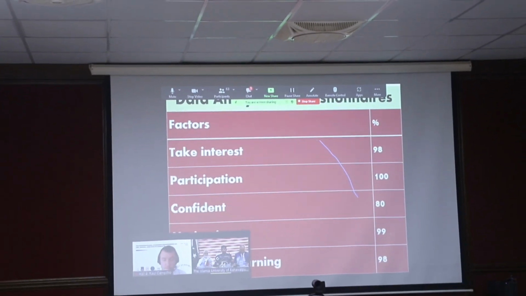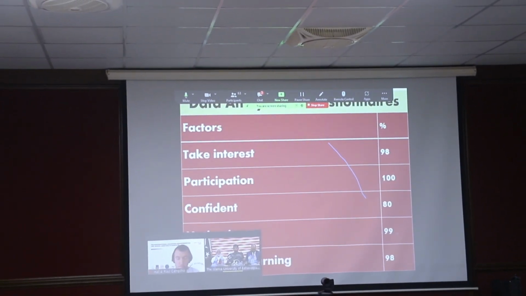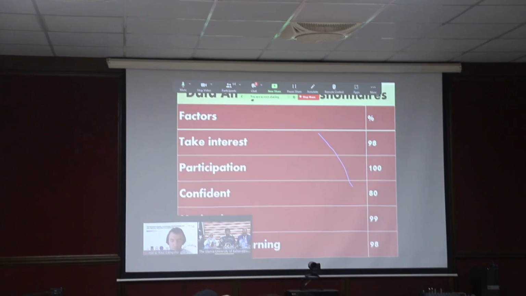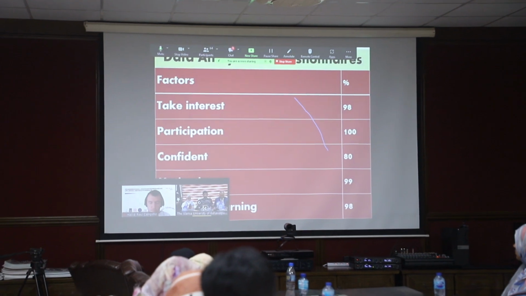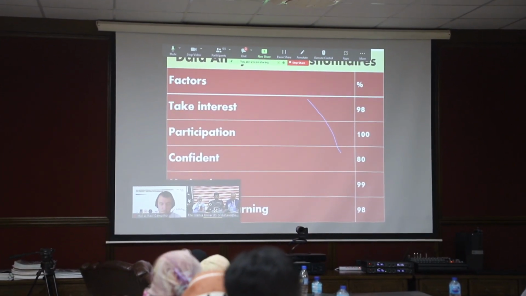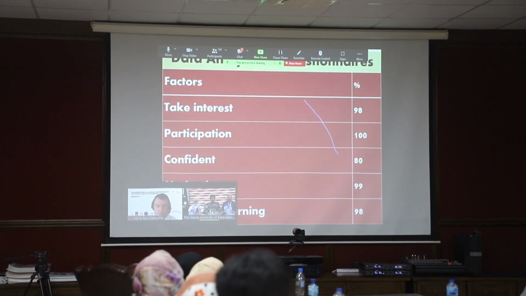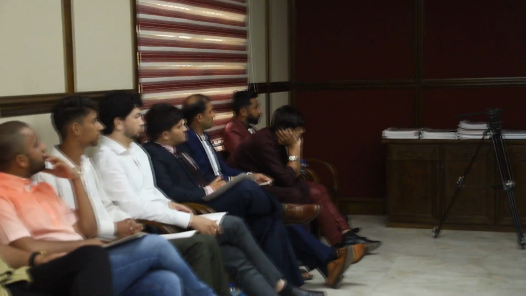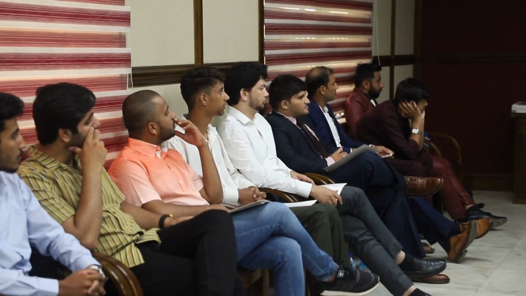And that is the data analysis of my questionnaire. These are some factors which I deduced from the data collected from the students and the teachers. The students took interest, 98% teachers agreed, participation 100% agreed, confident 80% agreed, motivation 99% agreed, and improved learning 98% teachers agreed. And that is the graphic description of my talk.